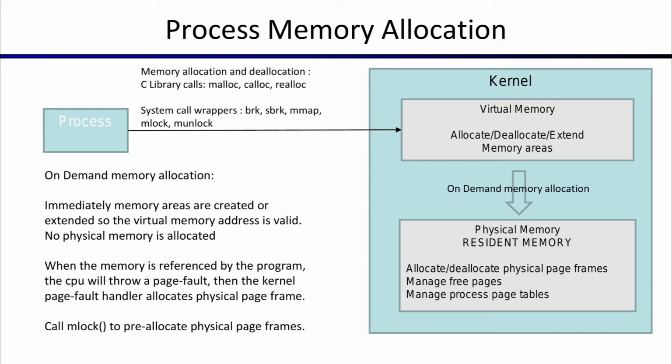So the process, by making one of these system calls, can go to the kernel, and the system call in the kernel will actually allocate, deallocate, extend a memory area. We discussed memory areas. And then what happens is at that point, it does not really allocate a physical page. The on-demand memory allocation is where the physical page gets allocated later on, the physical memory, which is also known as the resident memory. When the CPU gets to an instruction that is trying to access that memory, the CPU will throw a page fault.